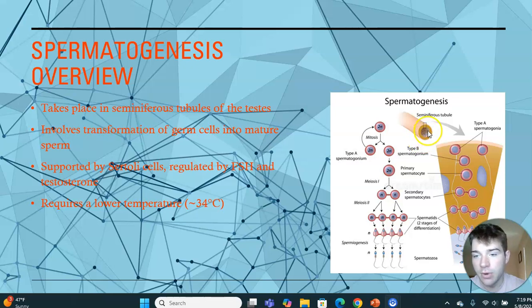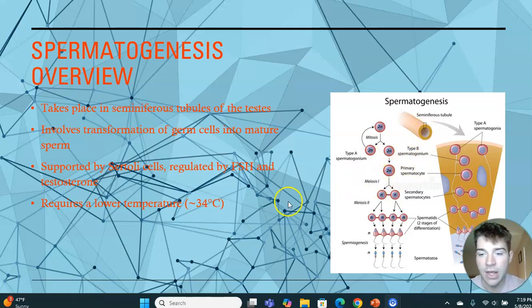The key point I want to make here is that it does happen within the seminiferous tubule, but the seminiferous tubule is made up of Sertoli cells. This whole process doesn't actually happen within the Sertoli cells. It happens intercellularly, meaning in between the cells, and the Sertoli cells regulate and provide nutrients for this process to happen.